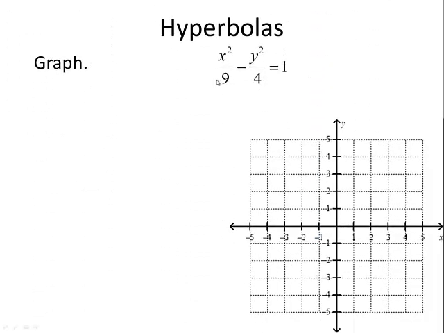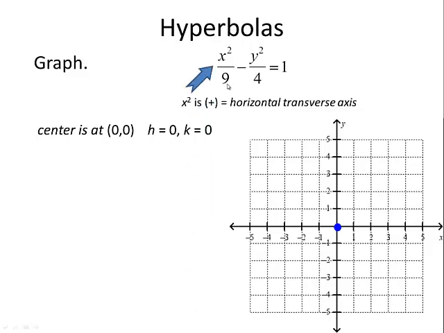Alright, here's a nice easy one, graphing this. We know that the center is at 0, 0, and then we know that A is 3 and B is 2, and notice that X is positive, so it's going to be a horizontal transverse axis. That means it opens to the left and right. Opens with the X. If the Y was positive, then it opens with a Y.